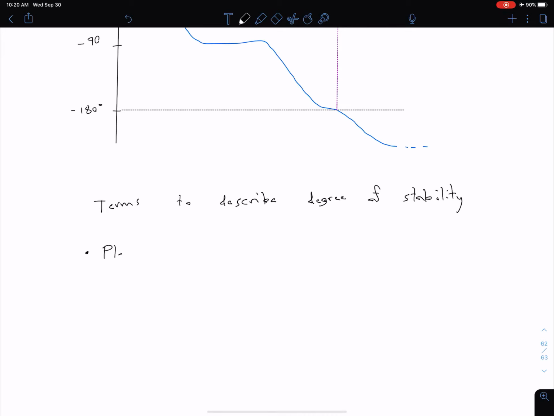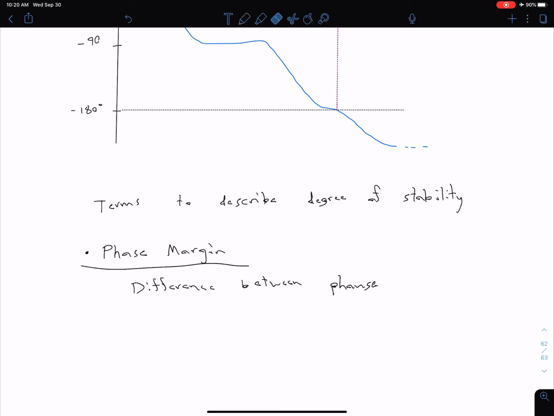The first of these terms is our phase margin. I'm going to define it down here first, and then we're going to go back up to the plots and see what that looks like. What our phase margin is, is just the difference between our phase angle where that magnitude is equal to 0 dB and where the phase angle is equal to negative 180.